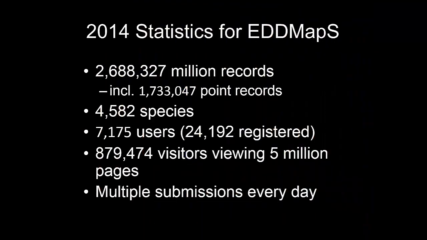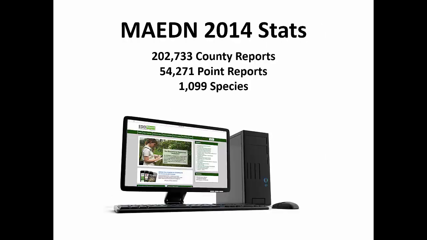The 2014 statistics for EDDMapS: over 2.5 million county reports, over 1.5 million point reports on over 4,500 species, and EDDMapS has over 7,000 regular users. And here are the MAEDN stats as of 2014. Over 200,000 county reports, over 54,000 point reports, with over 1,000 species.